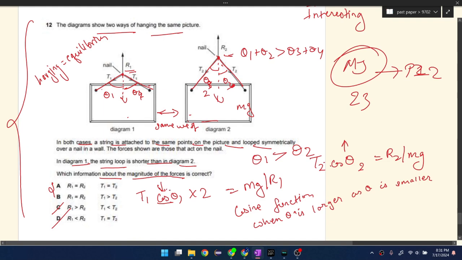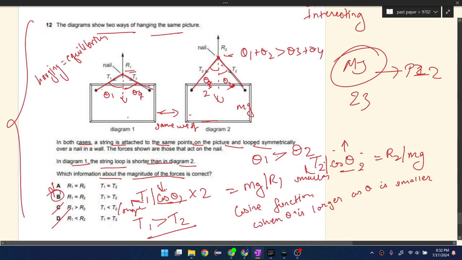So for a smaller value and its product to be equal to a larger value and its product with another number, one of the numbers must be larger and the other must be smaller. So this must be smaller and this must be larger to even out the difference between the cosine functions. So T1 must be greater than T2 due to that reason. Our answer is going to be B.